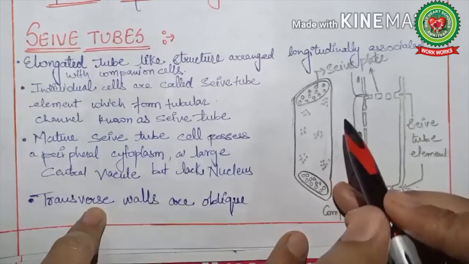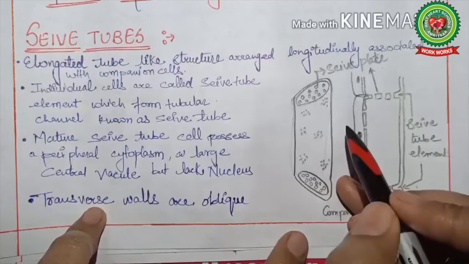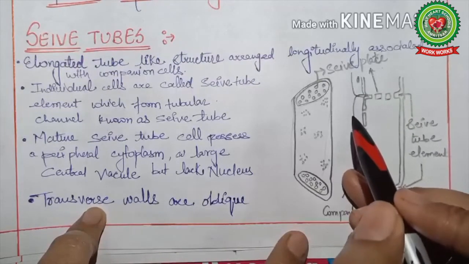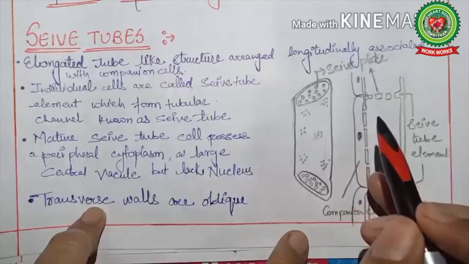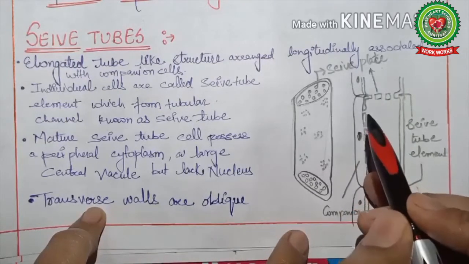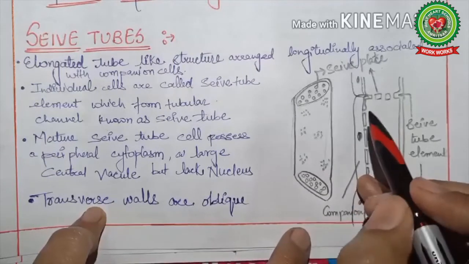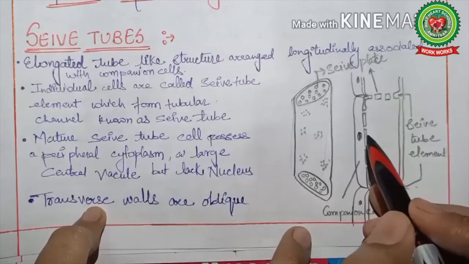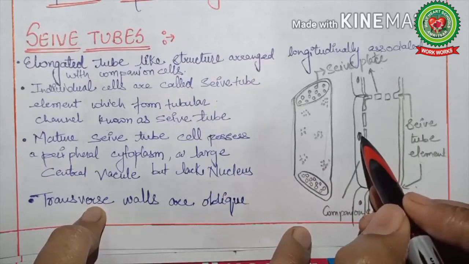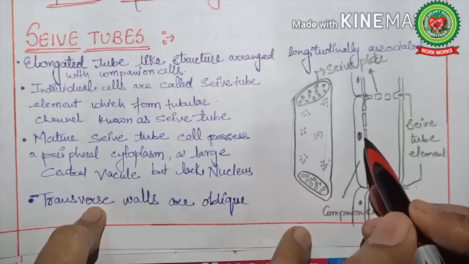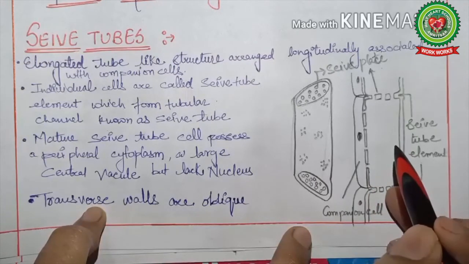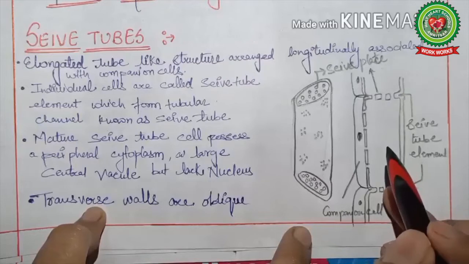Sieve tube cells are unique as they are living mature cells which are devoid of nucleus, like RBCs in case of mammals. Now the question is how they maintain themselves, how they are able to maintain their activities. So actually their function is regulated by the nucleus of companion cells. So, a mature sieve element possesses a peripheral cytoplasm, a large vacuole, but it lacks nucleus.